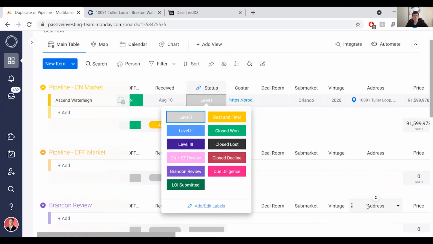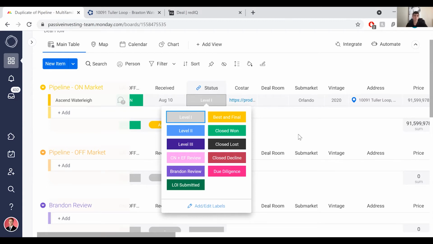Yeah, so this is a duplicate of the actual board that we use. Normally there's tens and tens of deals in here, and we want a quick way of seeing what stage a deal is at, because there's a couple different steps that we like to do. Like Brandon said, we met up in person and went through all these different steps, what all needs to be vetted before we're ready to offer on a deal.